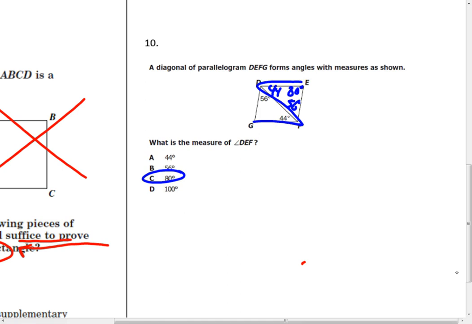Keep your polygon sheet out. Lydia just pointed out that there's a mistake on the P.